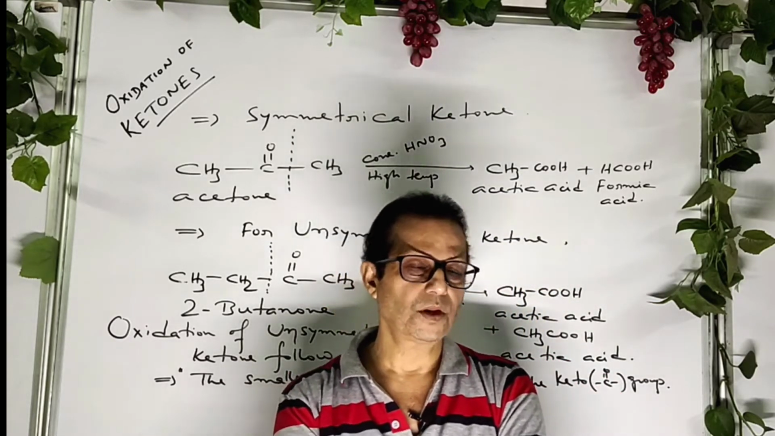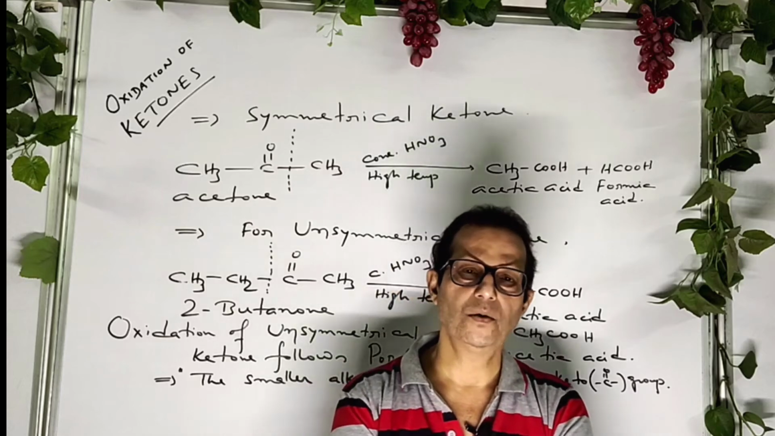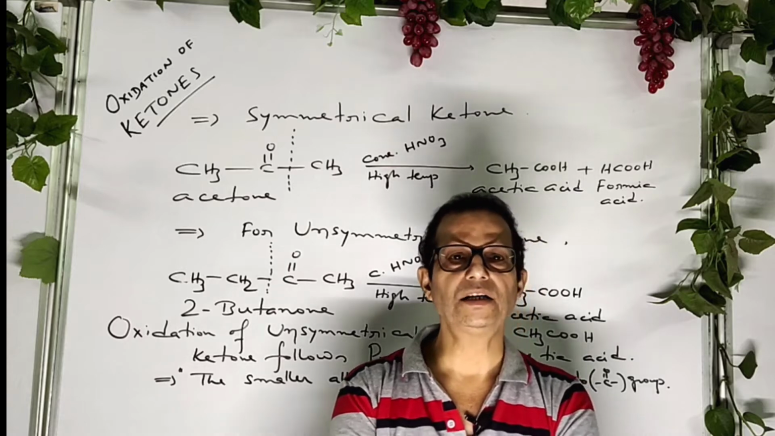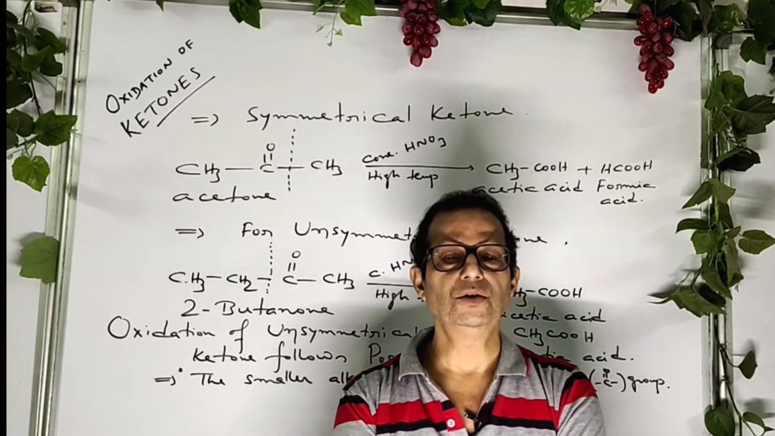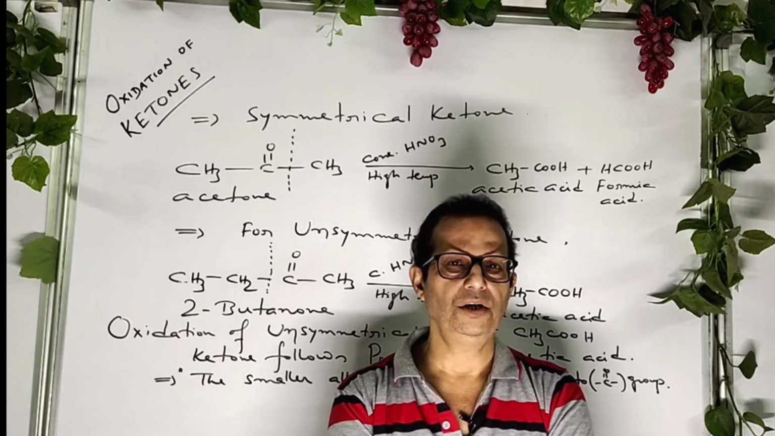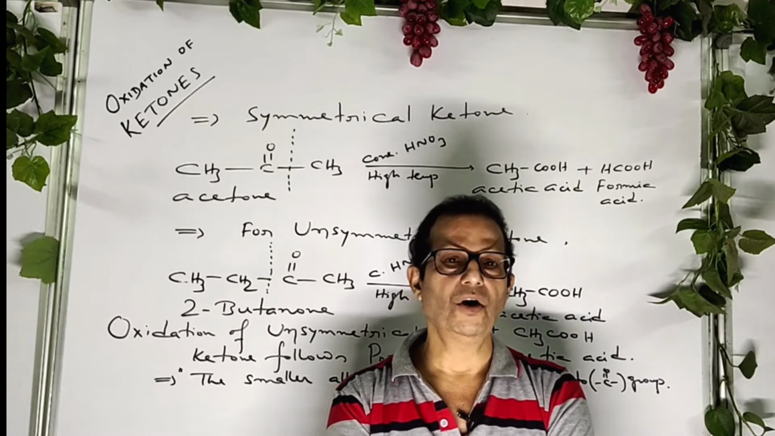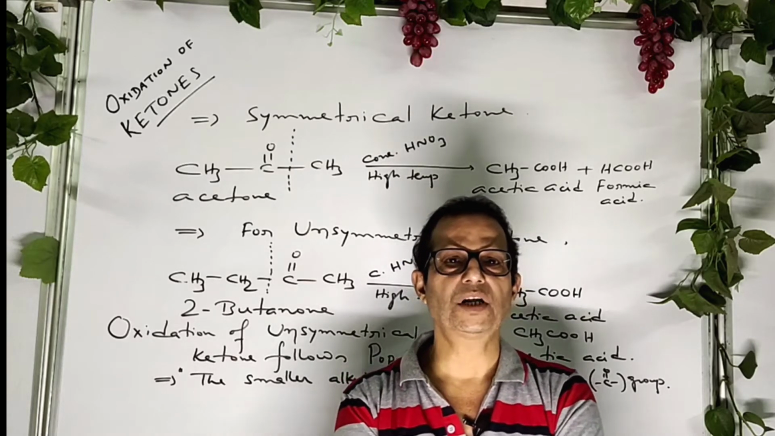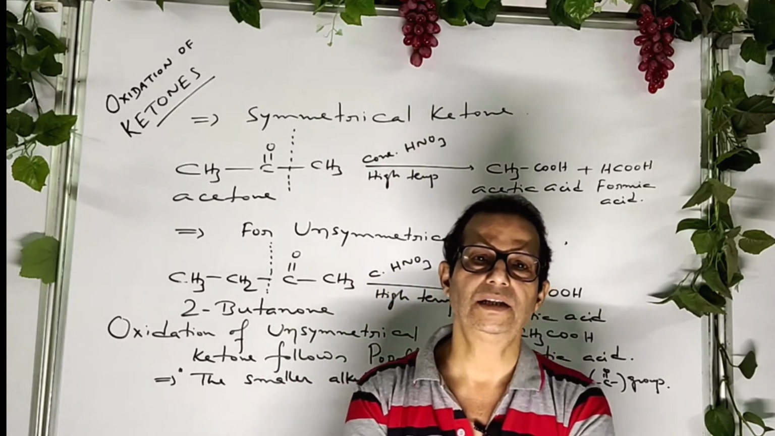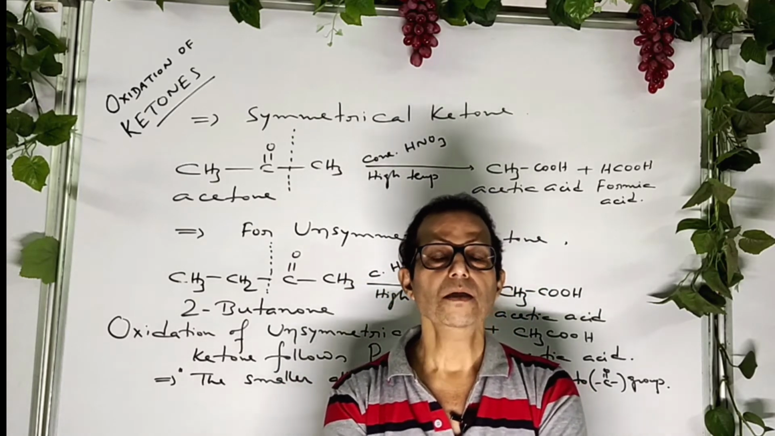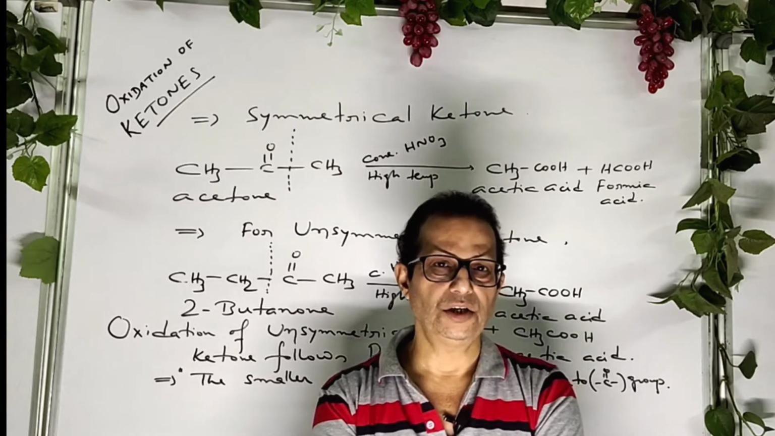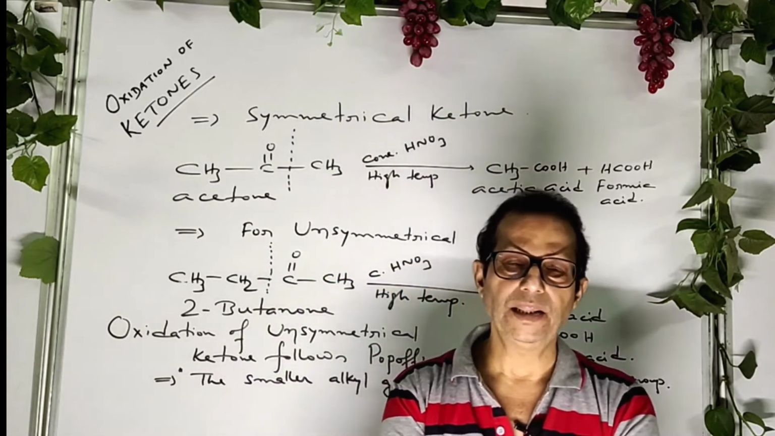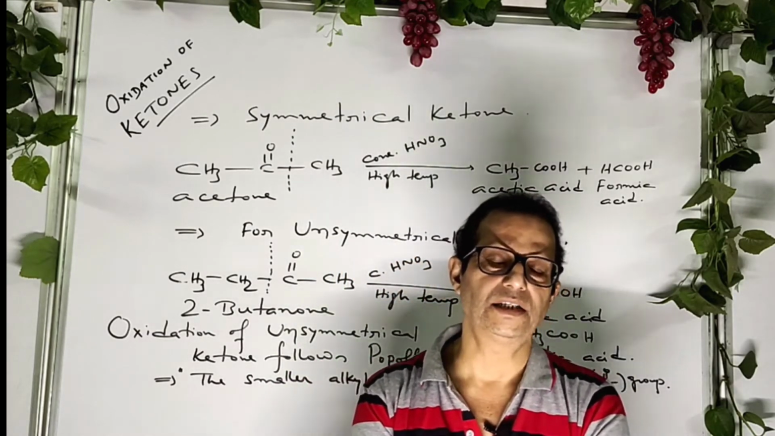But ketones do not undergo oxidation. Why? Because there is no hydrogen atom attached to keto carbon. That's why ketones do not undergo oxidation easily in presence of the common oxidizing agents such as potassium permanganate, potassium dichromate, or nitric acid, that is dilute or concentrated, etc. But ketones undergo oxidation at high temperature and pressure in presence of fuming nitric acid or concentrated nitric acid.